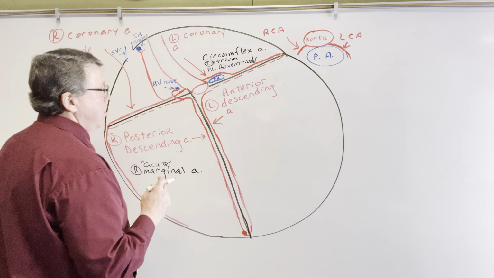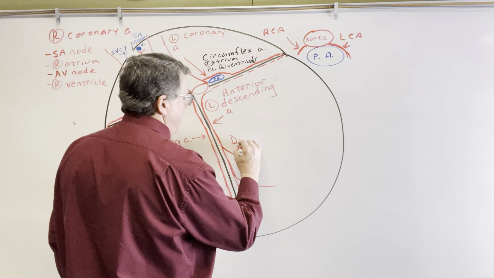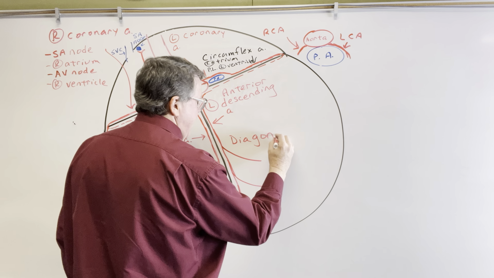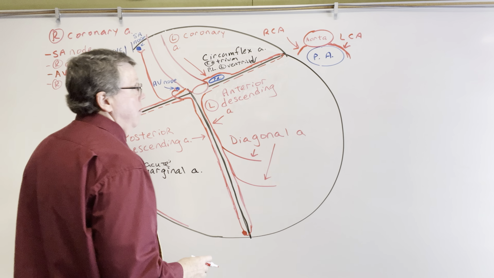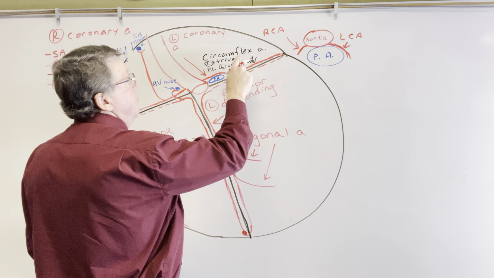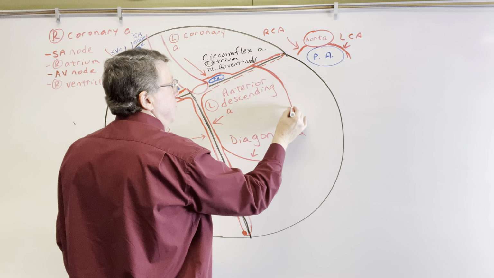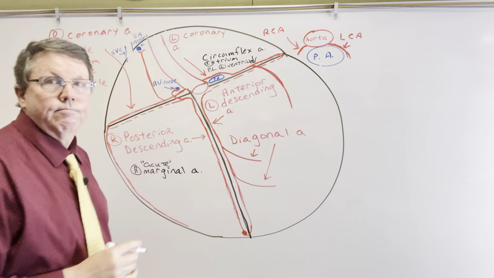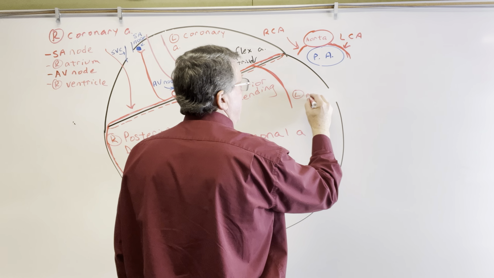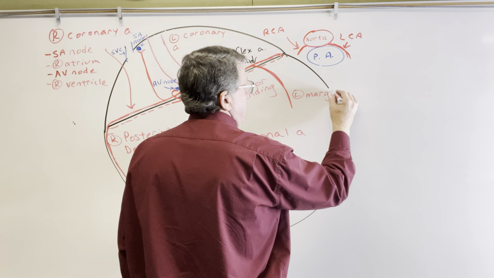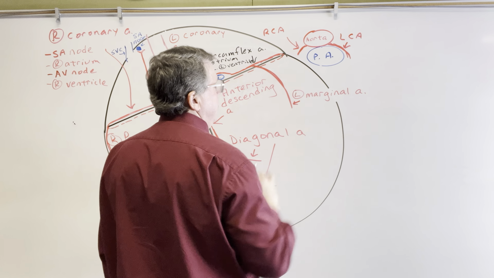Okay, now coming off of here, I'm going to have some more arteries that are going to go to the left ventricle, and these are going to be called your diagonal arteries, and they're going to supply blood to the left ventricle. Coming off of here on the circumflex artery, I'm also going to get another artery. Let's put this guy kind of far down here, and we're going to call this the left marginal artery. It's going to be this guy right here.